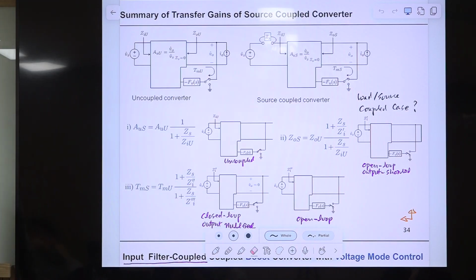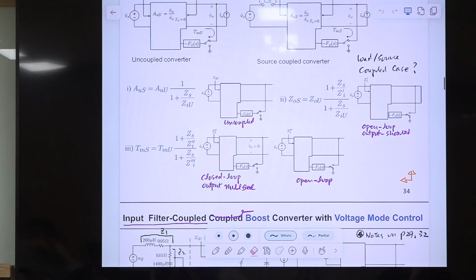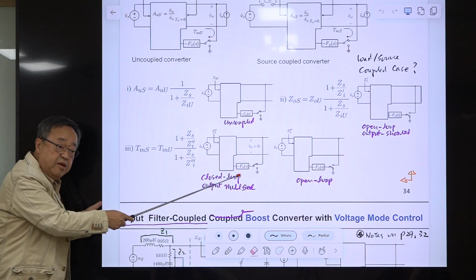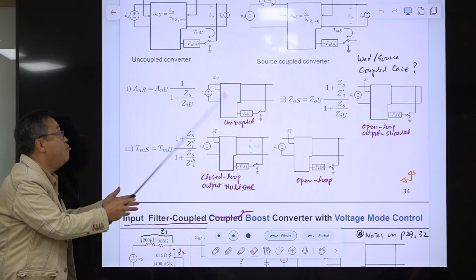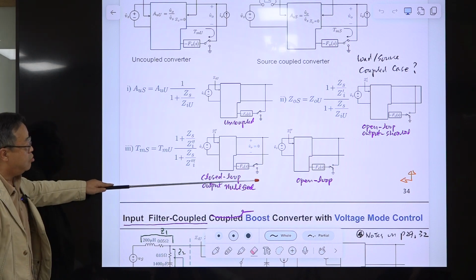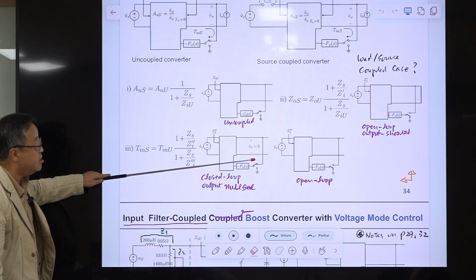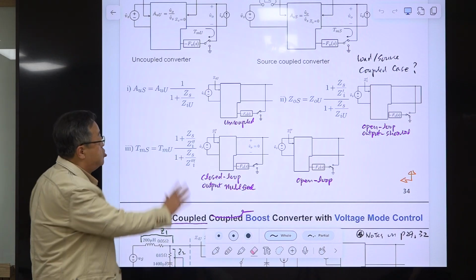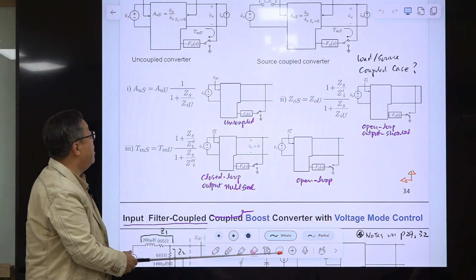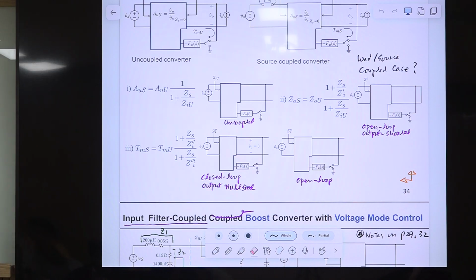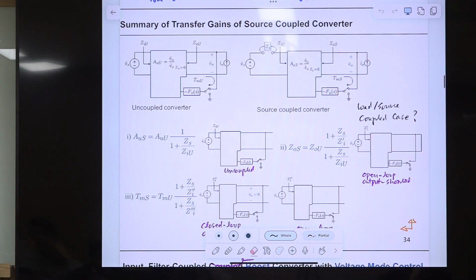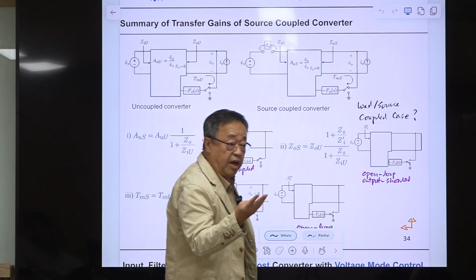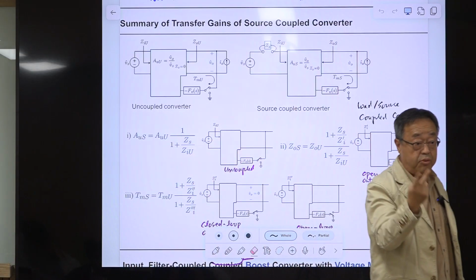And this is where the output is nullified. To nullify this one, the feedback should be connected. With that you are nullifying this. So this is the closed loop output nullified input impedance, and the last one is the open loop input impedance. Just apply this, and then you will obtain the transfer function gain of the source coupled converter. So we covered the load coupled converter, and we covered here the source coupled converter.